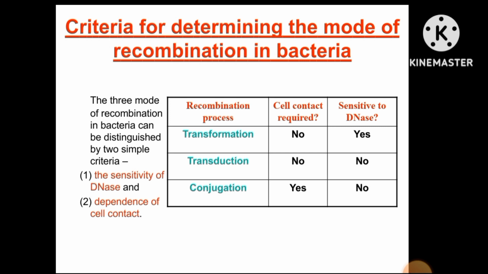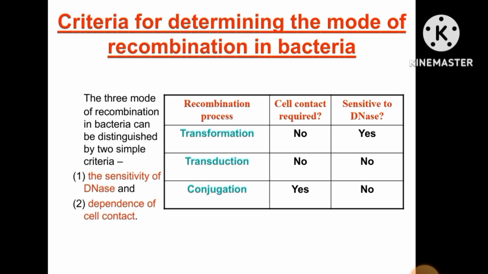And in case of transformation, the genetic material is naked, it is present in the environment. So if we add DNase over there, the genetic material is completely damaged and the transformation process is affected. So by this we can separate transformation. In case of transduction, there is no cell contact required and no sensitivity to DNase. But in case of conjugation, there is physical contact, but DNase sensitivity is absent, because the genetic material is transferred from one bacterial body to another, and the genetic material is never exposed to the environment, to the external media, during conjugation.